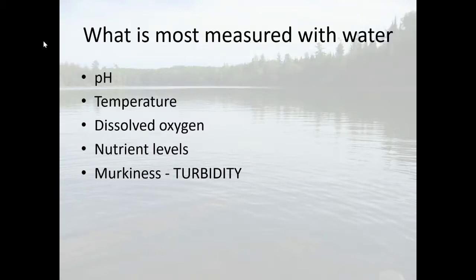So these are the things we usually measure with water. pH is the measure of acidity. Temperature is obvious. Dissolved oxygen, you saw me do that with the Winkler titration. Nutrient levels, we usually measure with chemical tests, but you can also measure the turbidity, or the murkiness, of the water.